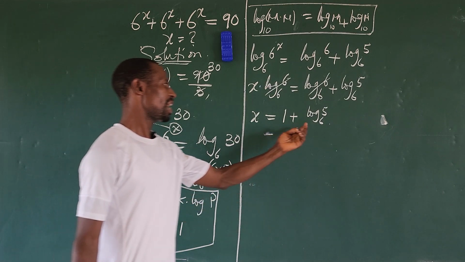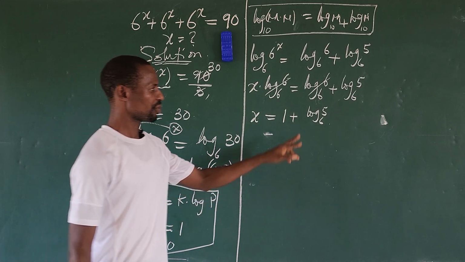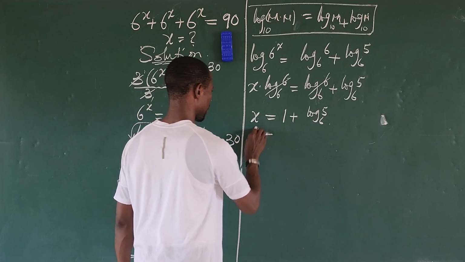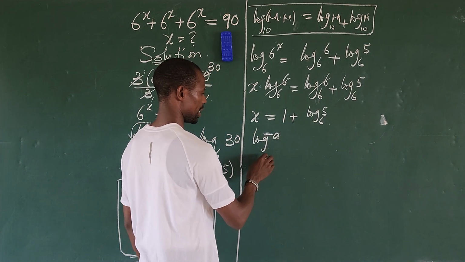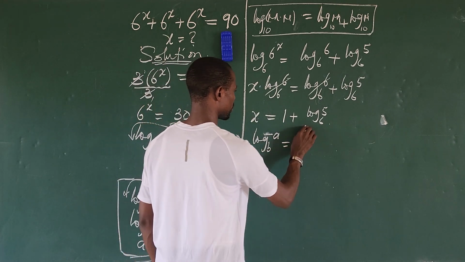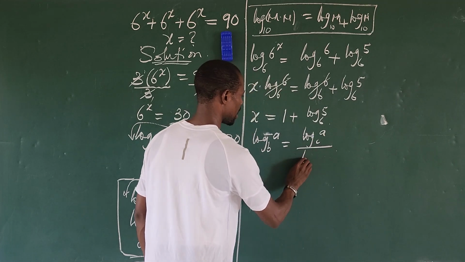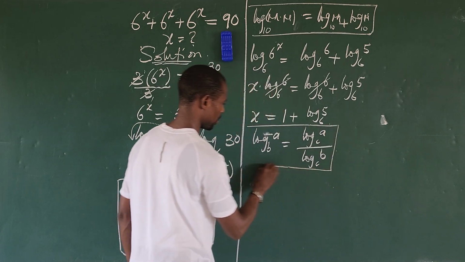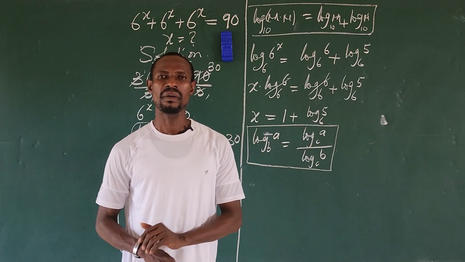What happened here, we want to make this easier for easy calculation. So we succumb to the law of change of base, which says that if you have log A base B, and we want to change this base to C, this is going to give us log A base C, all over log B base C. This is another powerful law again. So what happened, we want to change from base 6 to base 10.